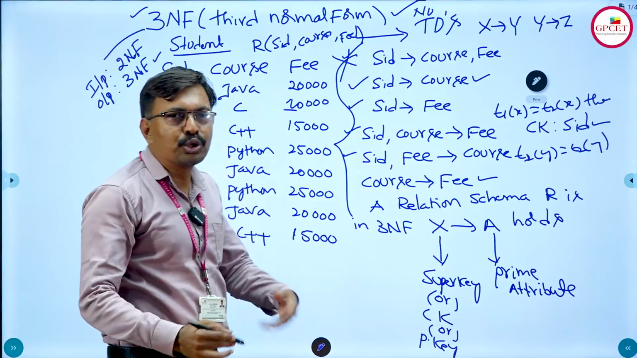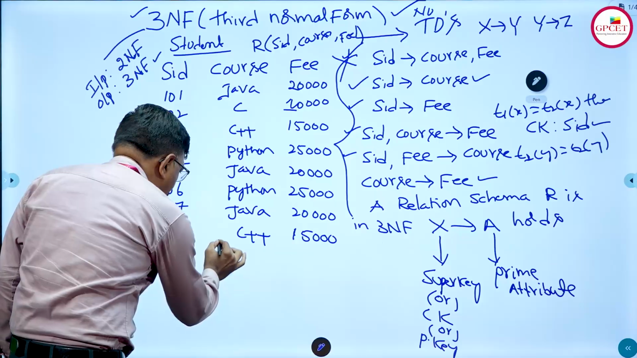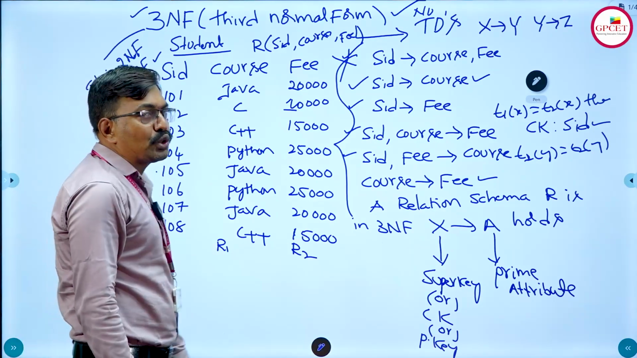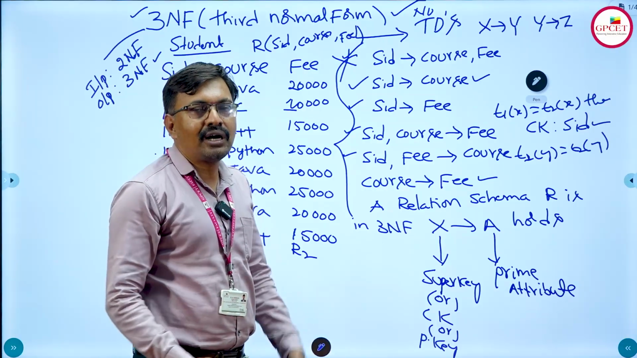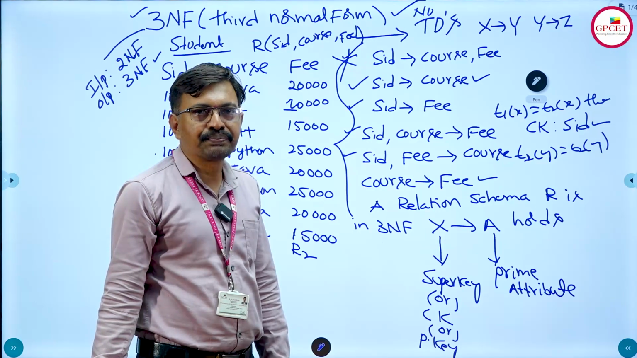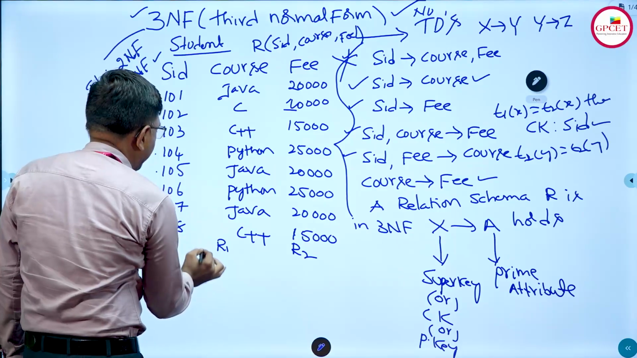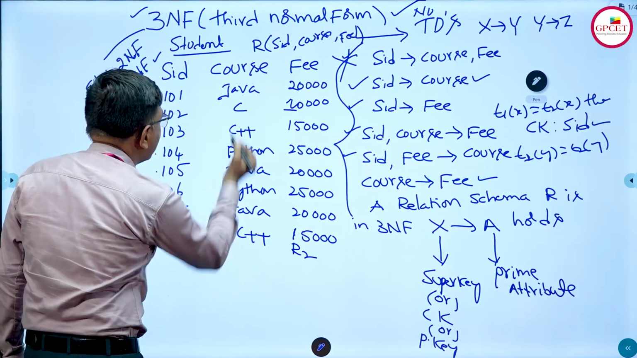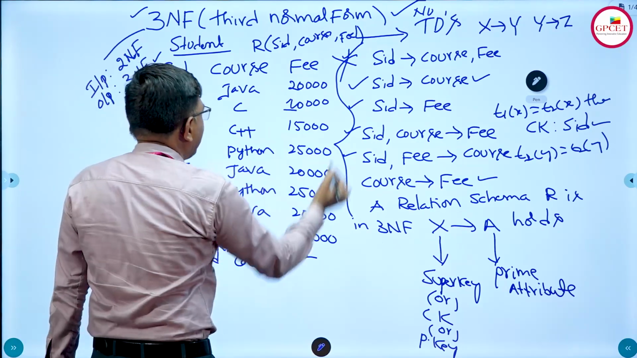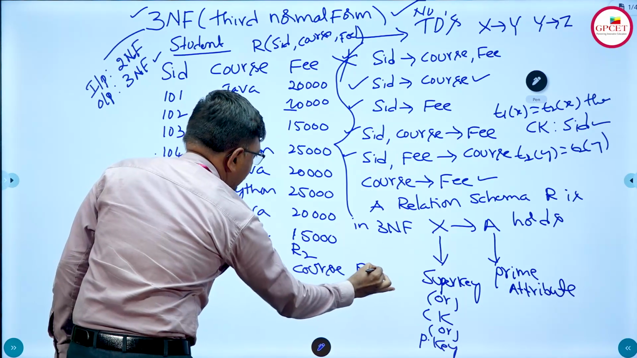That's why we can decompose it into two smaller relations. What are the two smaller relations? That is relation R1, that is table 1, and relation R2. Why? Because normalization is a process of decomposition into smaller relations. Clear? What is the R1 relation? Here, the first column SID and the second column course. That is one relation. The second relation is course and then fee.